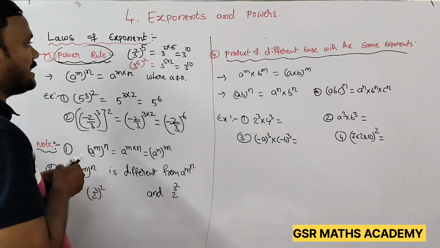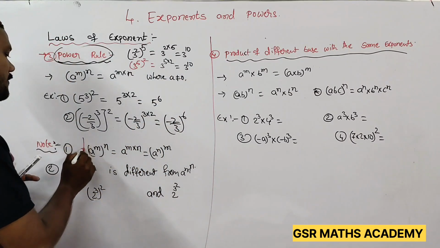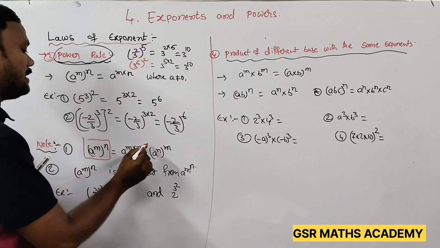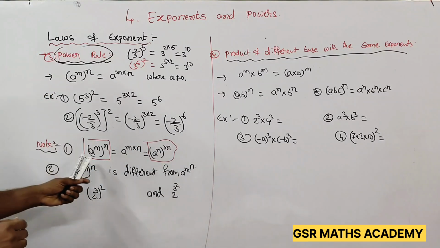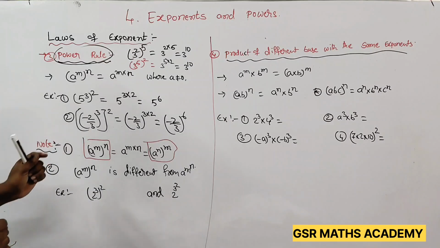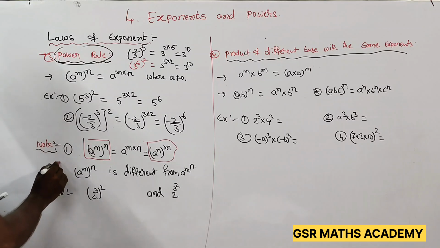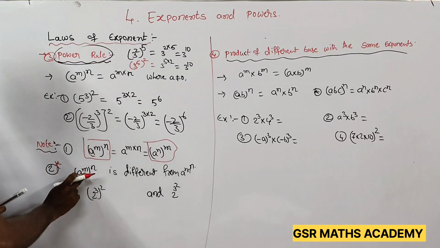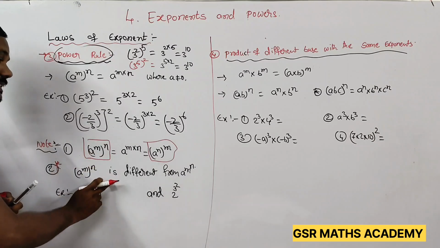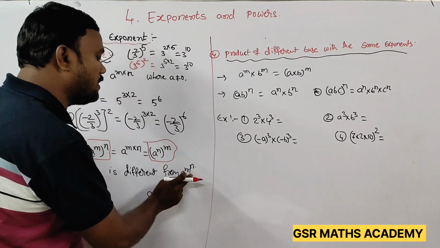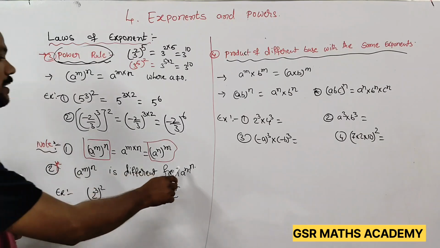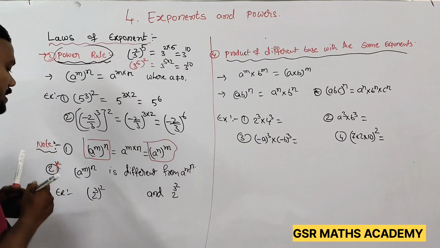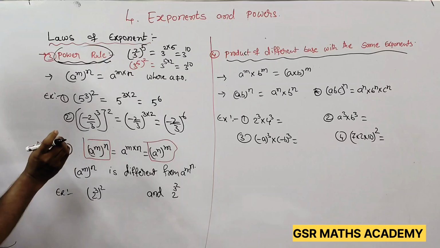By this, we can conclude that a to the power of m whole to the power of n equals a to the power of n whole to the power of m. These two are equal quantities. And one more important concept that you need to understand: a to the power of m whole to the power of n is different from a to the power of m to the power of n. You can notice that.